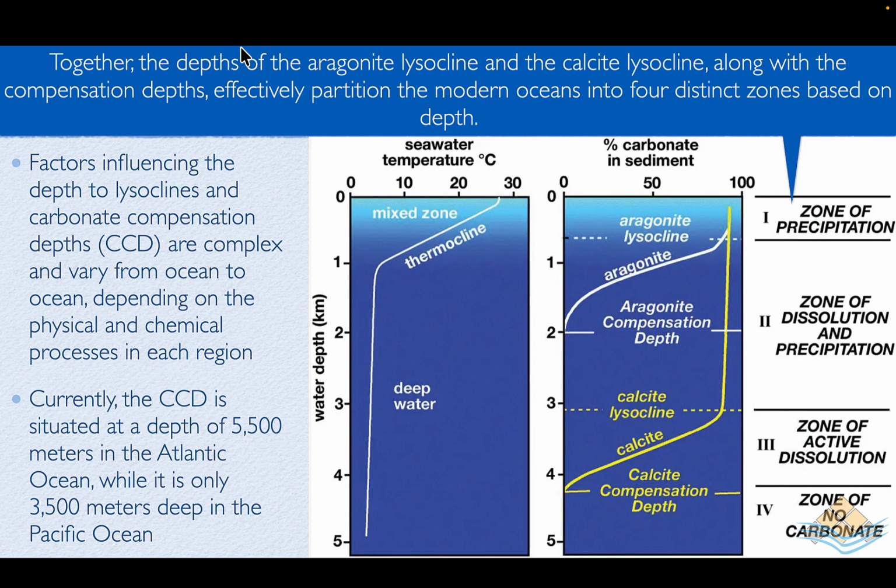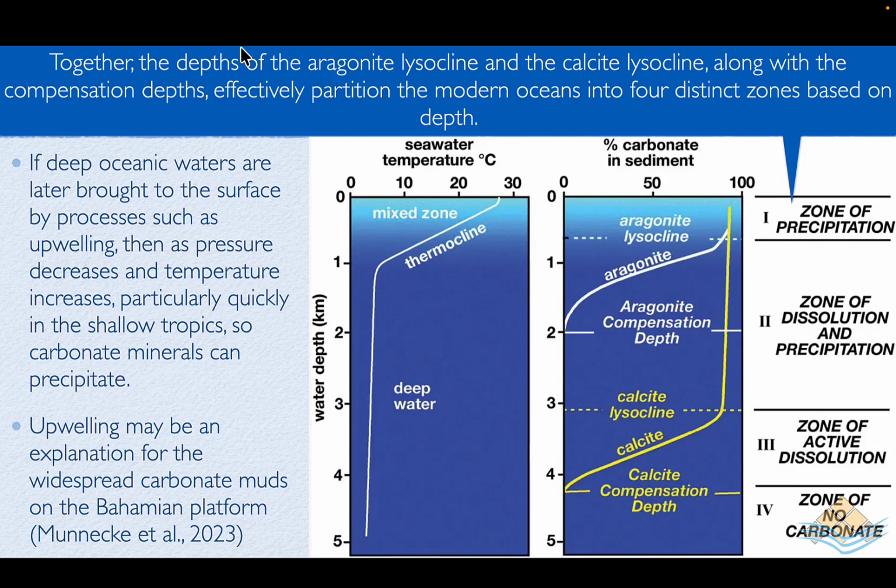Then there's the scenario where if we bring those deep ocean waters back up to the surface by upwelling, then we'll see those now cold waters containing high levels of calcium carbonate in solution being brought to the surface. The pressure will decrease, the temperature will increase. So we will see that water, as it upwells into shallower environments, precipitating the carbonate minerals.